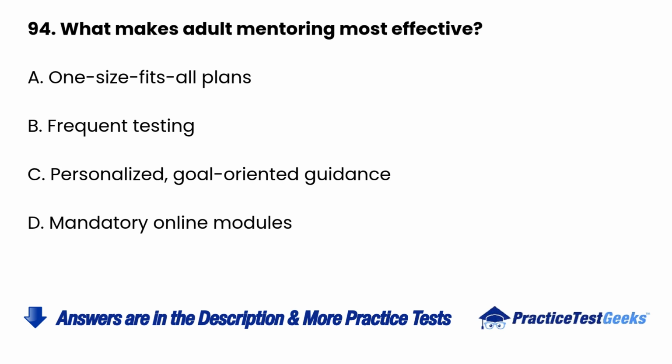94. What makes adult mentoring most effective? A. One-size-fits-all plans. B. Frequent testing. C. Personalized, goal-oriented guidance. D. Mandatory online modules.